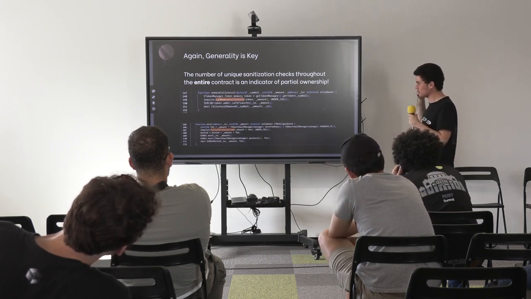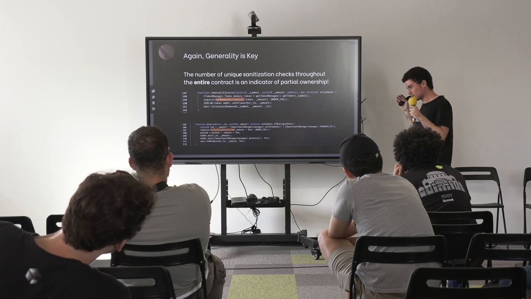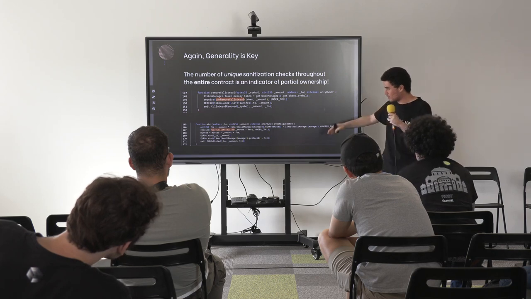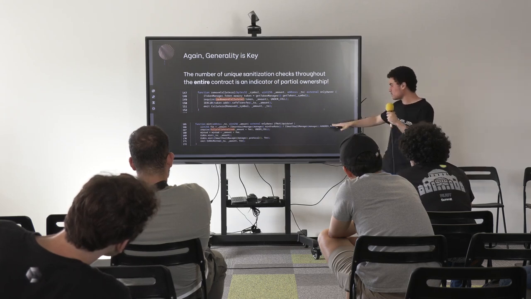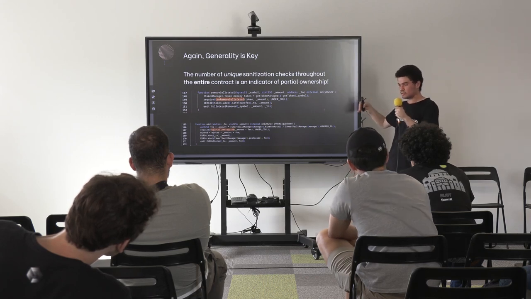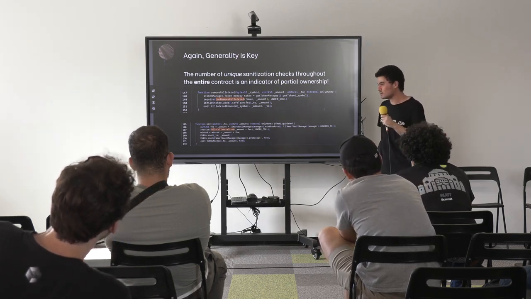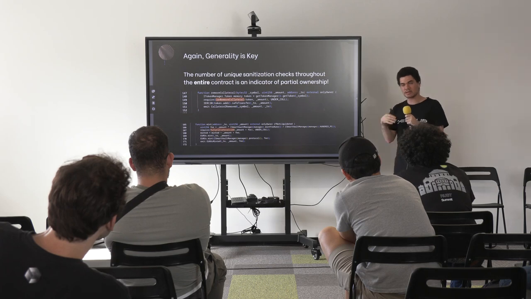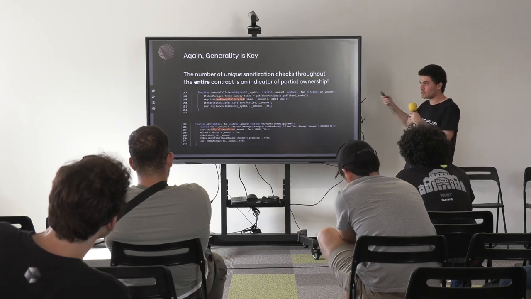What I mean by that is that if we, again, use the fact that static analysis tries to argue about the entire program behavior, if we take note that there are many sensitive operations that are only reachable by an owner, but are checked either by an external call or an if statement or a require or anything like that. If we count those numbers, that number of instances, it can give us a pretty good metric of whether this contract is actually partially owned or not.